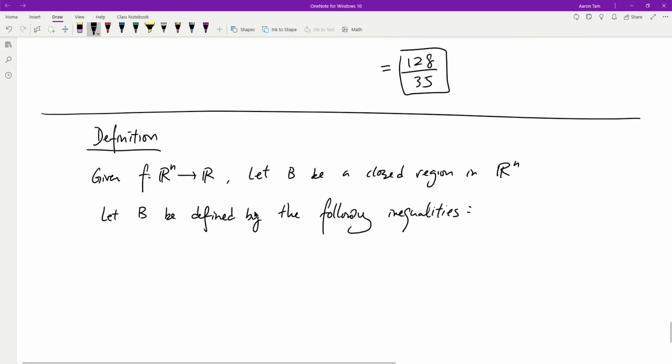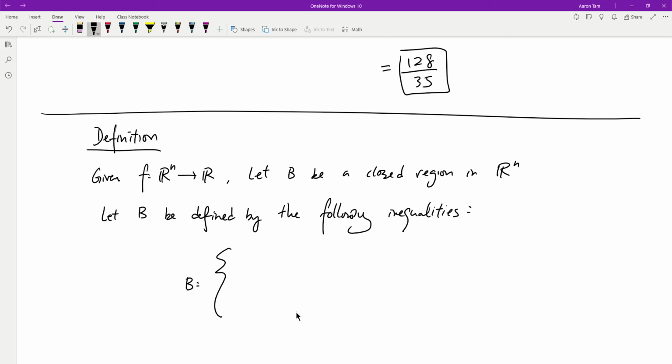So here's the important part, is how we set up this set of inequalities that give us a way to describe the region B and therefore transform into our iterated integral. So this is how it works. In this case, I'm going to say B is defined through this set of inequalities.